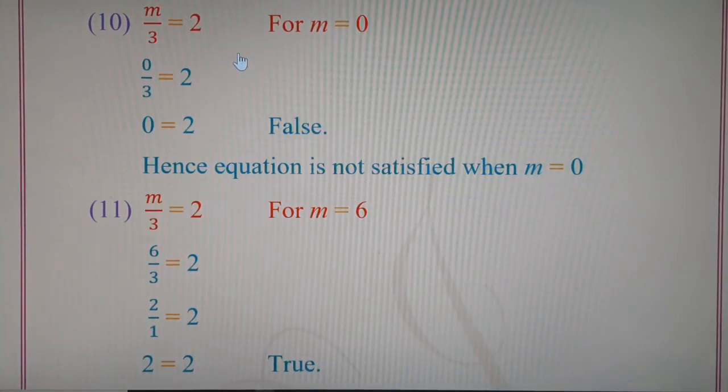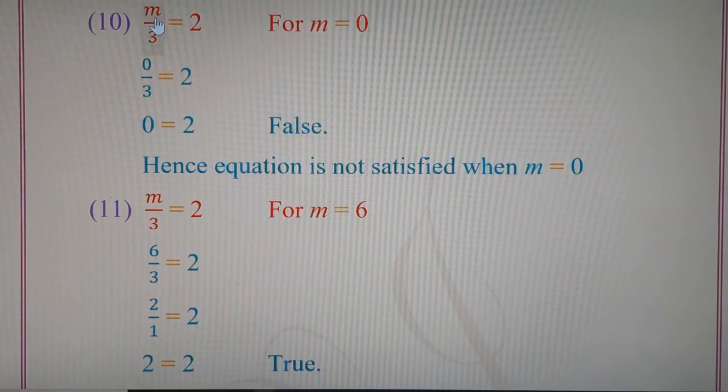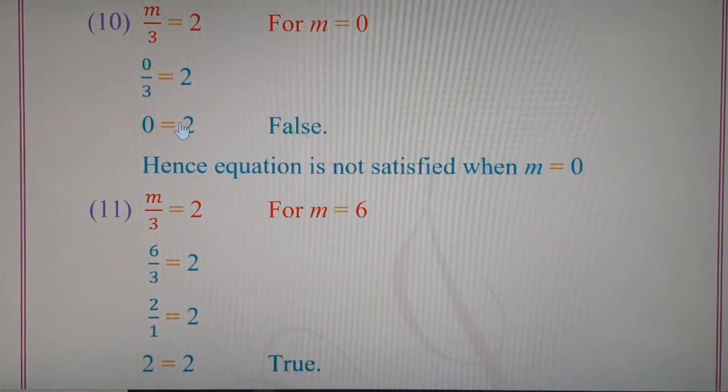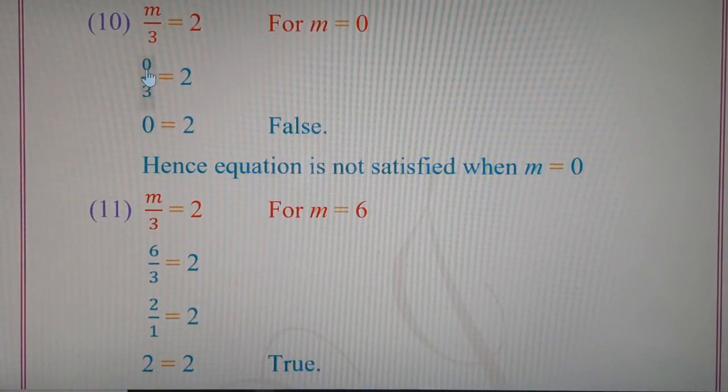Let's go to the 10th example. M upon 3 is equal to 2 and the value of m is given as 0. So instead of m, we have to substitute the value of 0. 0 upon 3 equal to 2. Now when 0 is divided by any number, the answer will be 0 only because 0 cannot be divided. That means any number cannot divide 0. You cannot cancel or divide 0 with any number.